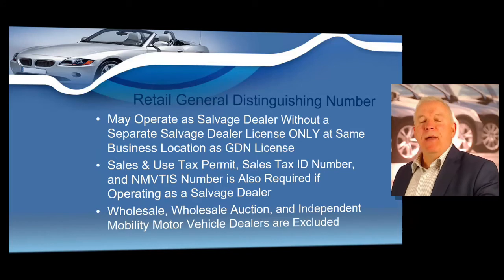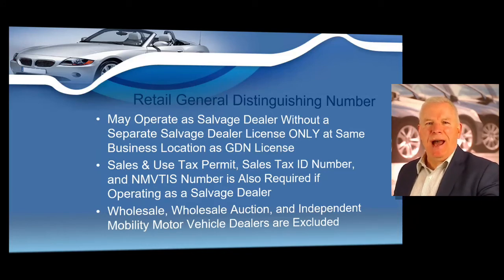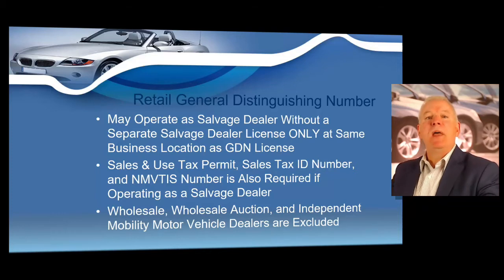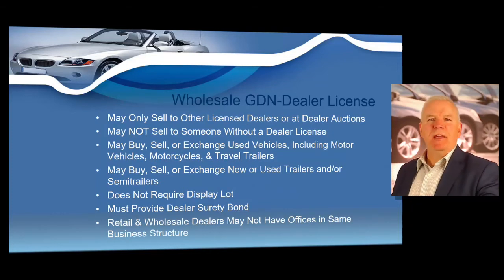I want you to be aware that all independent motor vehicle GDN license types, with the exception of wholesale, wholesale auction, and independent mobility motor vehicle dealers, may operate as a salvage dealer as of September 1st of 2019 without a separate salvage license. A sales tax and use permit is required along with a National Motor Vehicle Title Information System number. So I want to repeat that one more time. Most independent GDN license types may now operate as a salvage dealer without a separate salvage license. However, you will have to have a sales and use tax permit and a National Motor Vehicle Title Information System number as well.